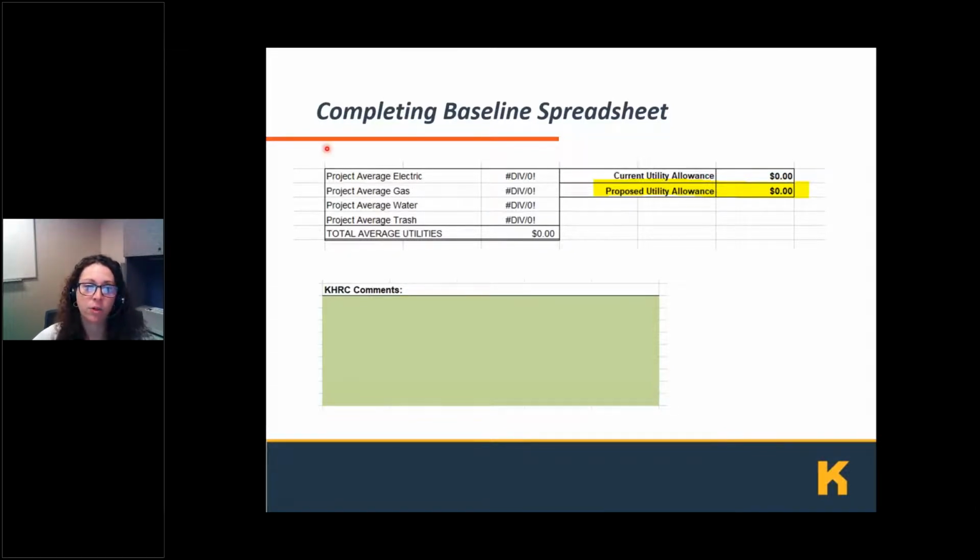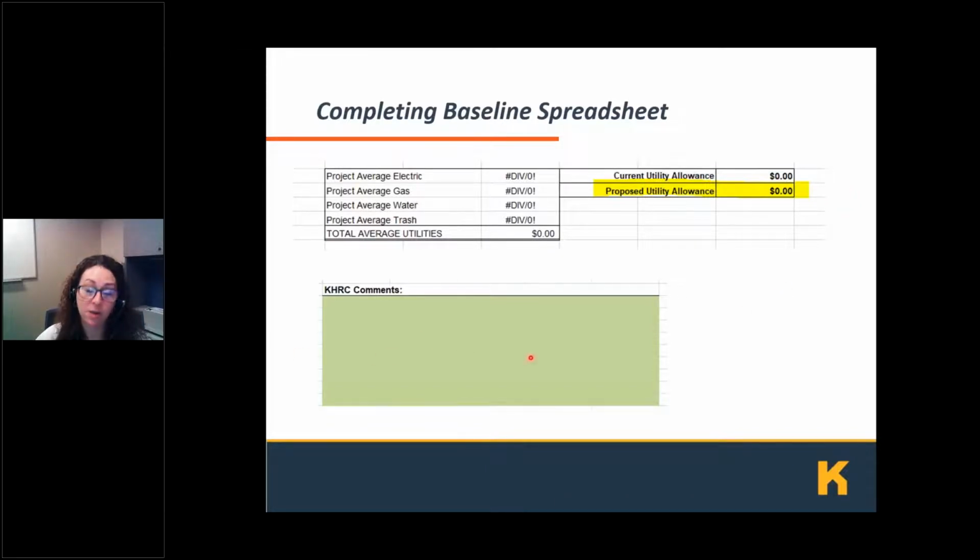Let me get my pointer. So the current utility allowance right here. If you put that number in at the beginning, you can really easily compare to what the proposed new allowance will be, and you'll have a good idea of what this is going to do. Now remember, you're going to complete this and submit it to us. We're going to review it. So at this time when you submit it, it's not approved, but we're going to look at it, but you'll have a pretty good idea of what it's doing.